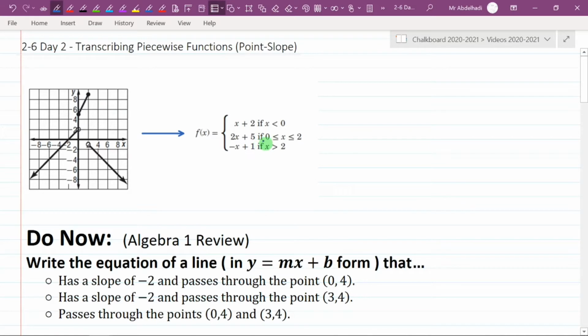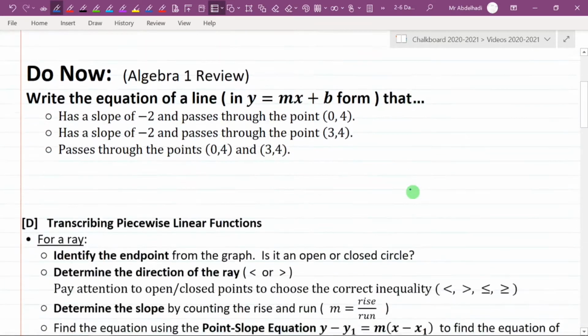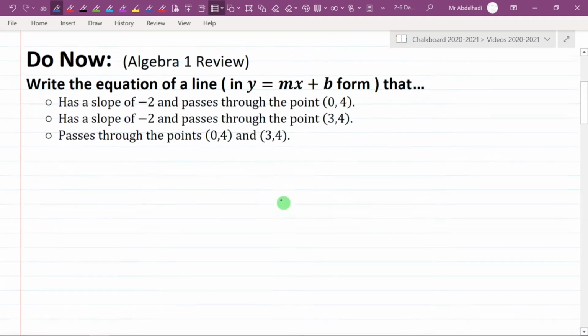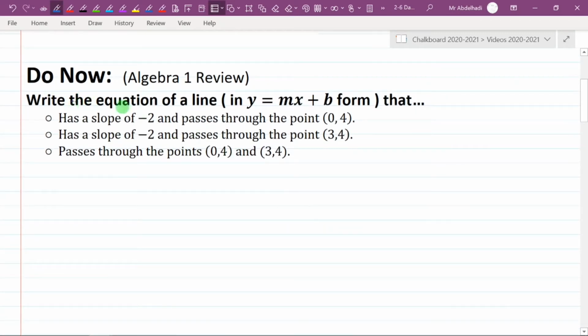Now, in order to do that, we have to know how to write equations of lines. So it might be a good idea to do a little warm-up here that involves writing equations of lines. So a little Algebra 1 review to get us started, and here we go. Write the equation of a line, put the line into y equals mx plus b form, that has each of the three things that I have here. So the first one is write the equation of a line in y equals mx plus b form that has a slope of -2 and passes through the point 0, 4.